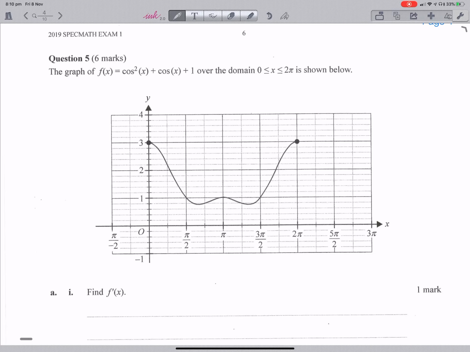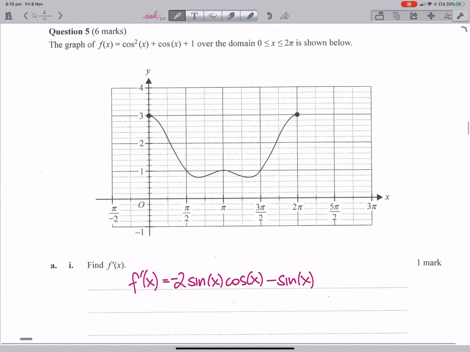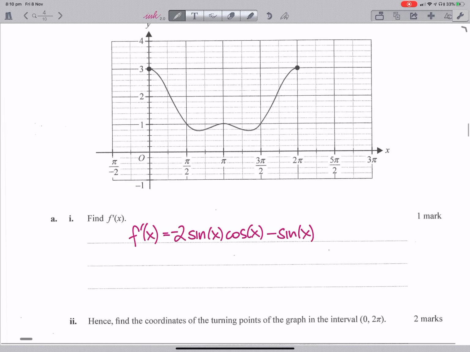Cos squared x plus cos x plus 1 over the domain that is shown below. Find f dash of x. Okay, cos squared x we know is cos of x all squared. So f dash of x is, bring your 2 down to the front, derive cos, negative sine x, cos x, derive cos, negative sine x, derive 1, you just get 1. So we can say that this is equal to negative sine x times 2 cos x minus 1.